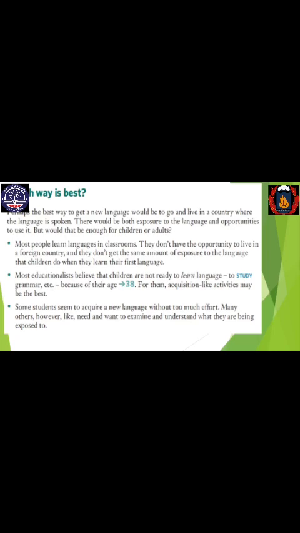So, can you guess how many hours of language exposure you get in a classroom when you learn a foreign language? 1 hour a day, yeah? 1 hour a day, 5 hours in a week. Okay. And if so, do you mean that for the whole hour the teacher is using the English language or not?